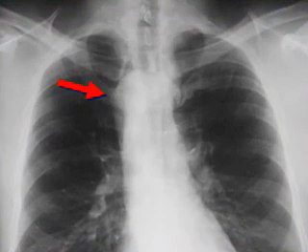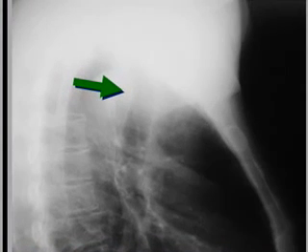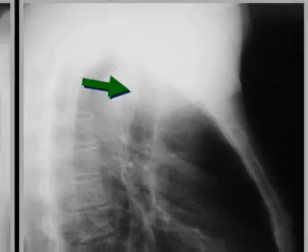This is an example of a right aortic arch with an aberrant left subclavian. The red arrow is pointing to the right-sided aortic arch, which is displacing the trachea to the left. And on the lateral view, the green arrow here is pointing to the forward displacement of the air in the trachea produced by the aberrant left subclavian artery.